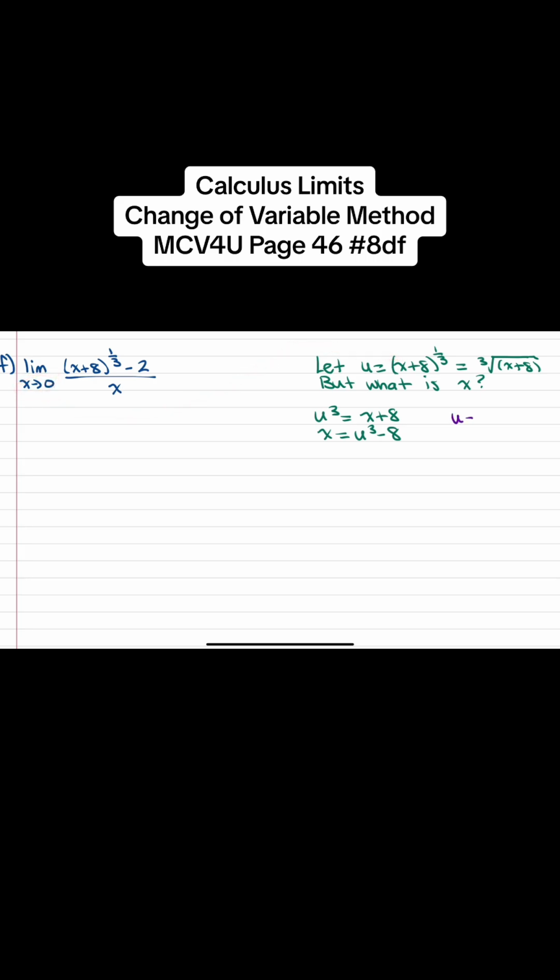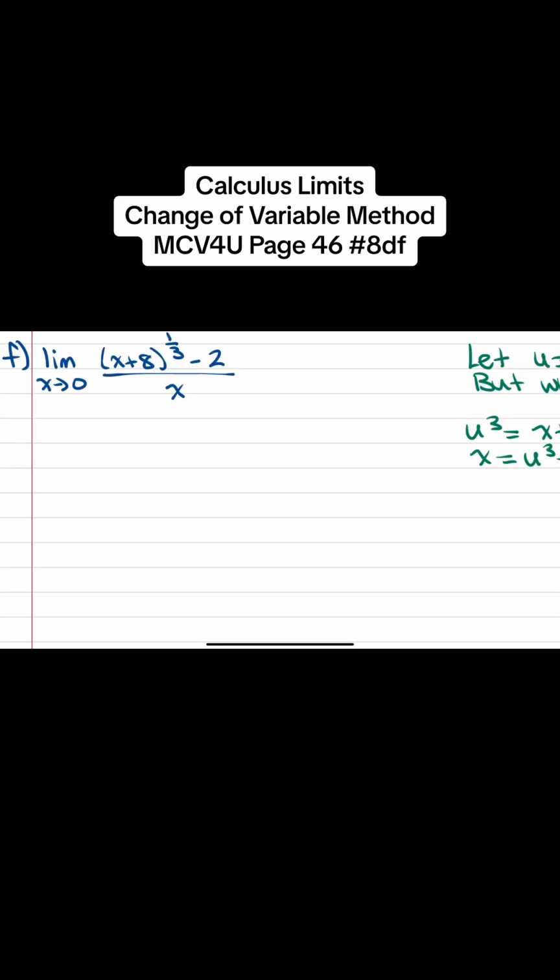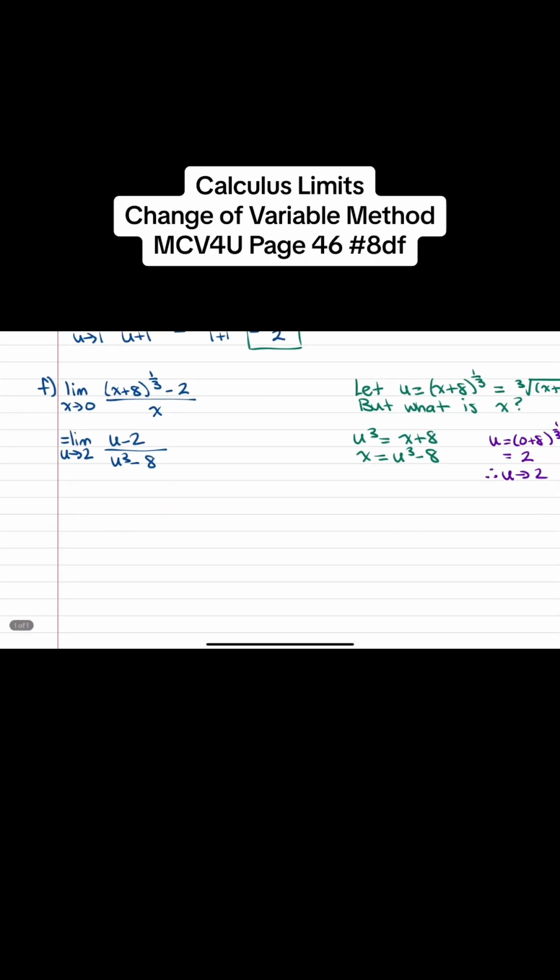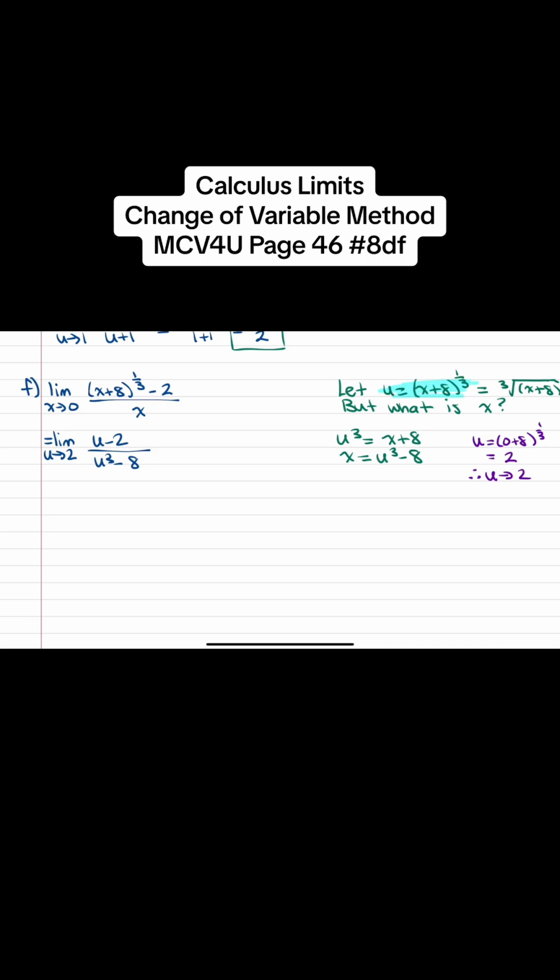Now we want everything in terms of u, so all we have to do is plug in x equals 0 into u equals x plus 8 to the 1/3. Plugging in 0, we get u is equal to 2. Therefore, u is going to approach 2. We can now rewrite this as the limit as u approaches 2 of u minus 2 all over u cubed minus 8. At the bottom I see we have a difference of cubes, and I'll show you an acronym that makes it very easy to remember how to do this. And keep in mind, we just substituted everything we said earlier.